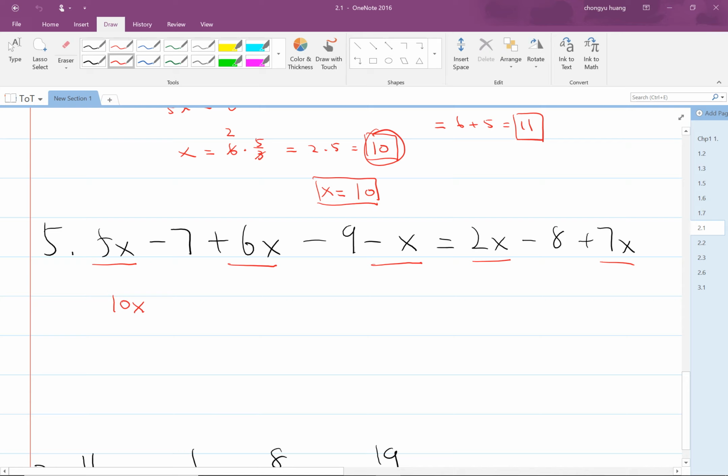And then you see there's 2 integers. The 2 integers over here are negative 7 and then negative 9.